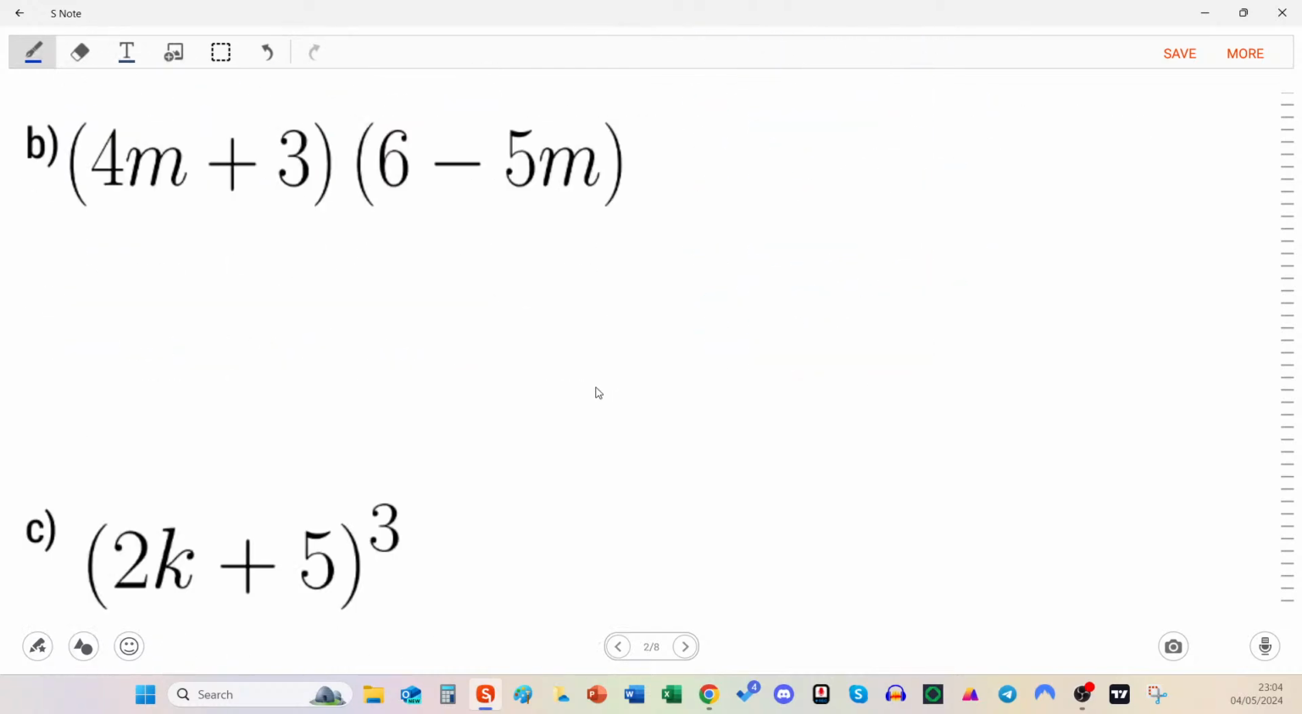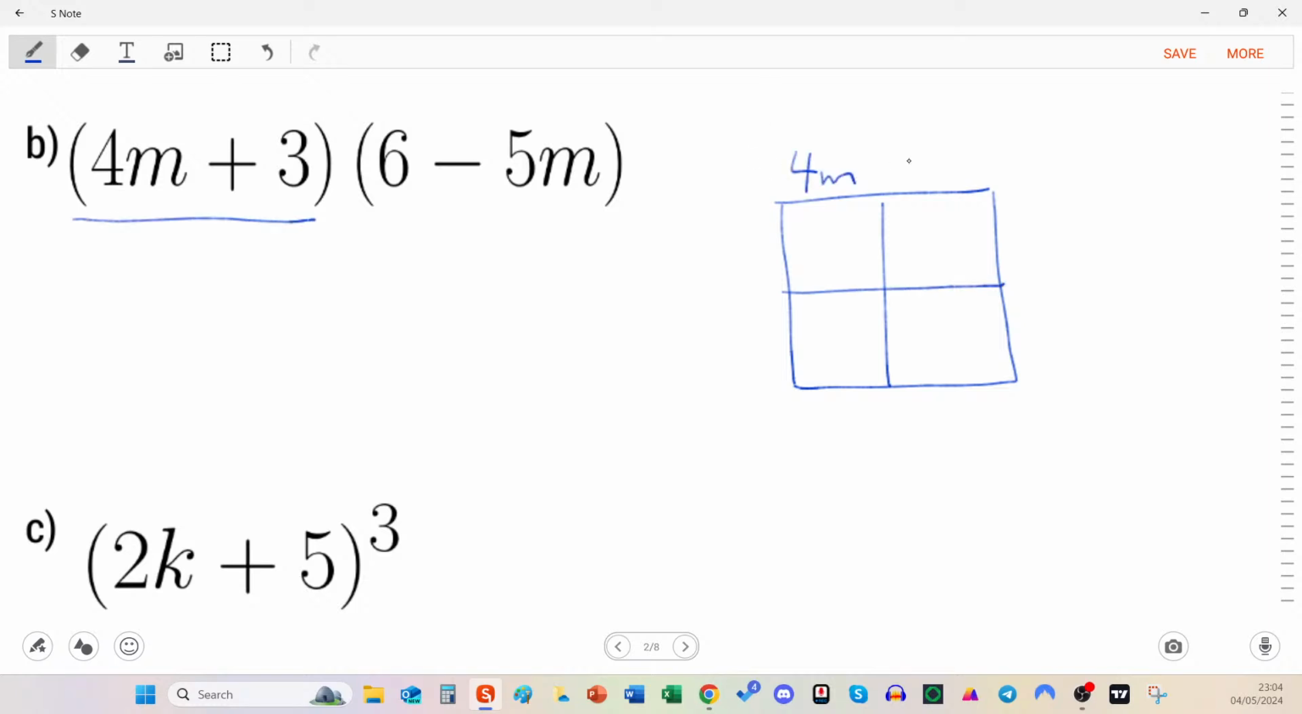Okay, so expand and simplify. This is where we have to be careful with negatives. Again, I really have to stress that using a box is going to organize things. So one length is 4m and a 3, and the other length is 6 and a negative 5m. I guess that's an important thing. This is a positive 6. There's nothing written in front that makes it positive, but this is negative, so it goes with the 5m.